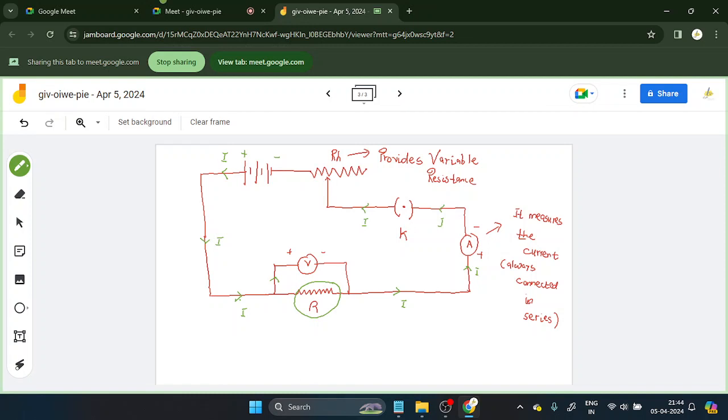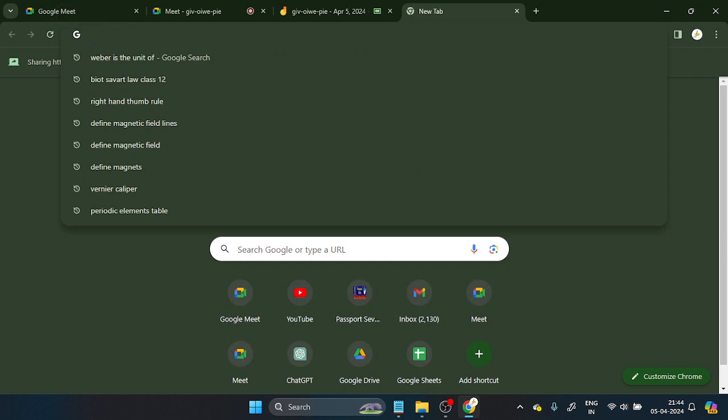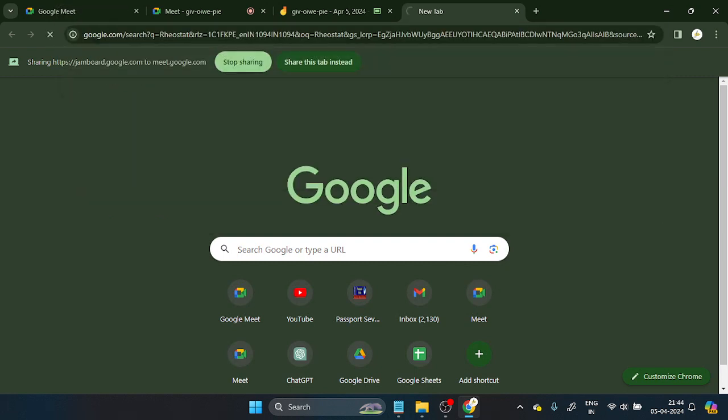Now I will slide the bar of the rheostat. Now how does this rheostat look? Let me tell you. The rheostat looks like this. I am going to share this rheostat.